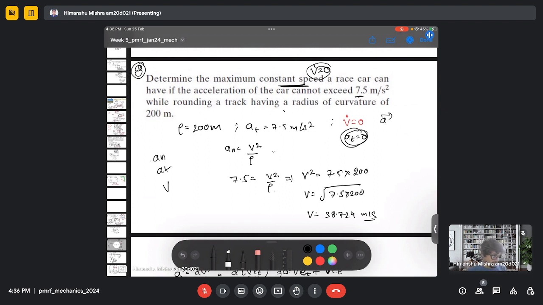which means the only non-zero component of acceleration is the normal component of acceleration, which is given by this expression. And this acceleration should be the normal component of acceleration. And we have given the radius of curvature as well. So from this relation, we can easily calculate the constant velocity, which is 38.729 meter per second.